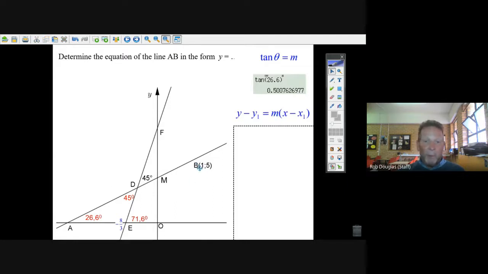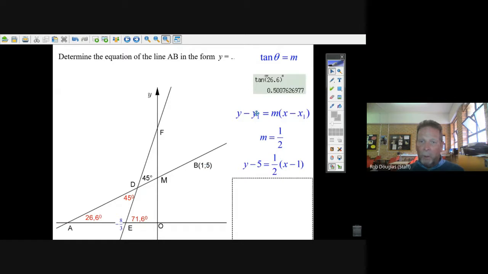Well, we've got another point here, 1 and 5. We've got a point. Well, we just need to use this wonderful formula that gives us the equation of a line. We just put the gradient in there, which is 1/2 or 0.5. And we put the point 1 and 5, x is 1, y is 5, into the formula for finding the equation of the line. Well, that's it. That's your answer. y minus 5 equals a half times x minus 1.